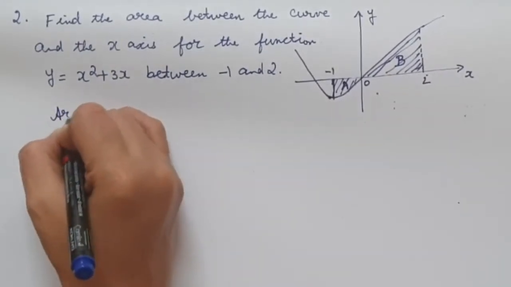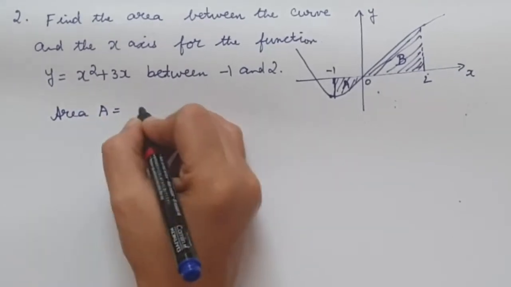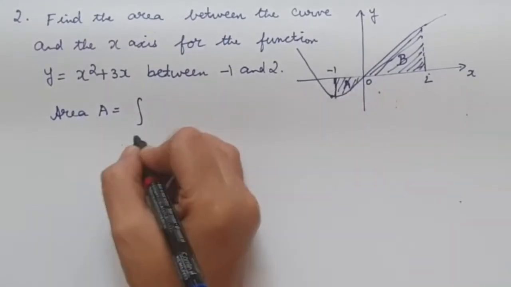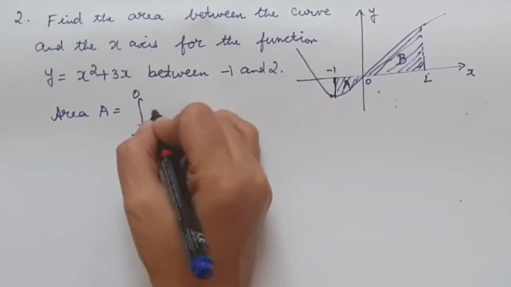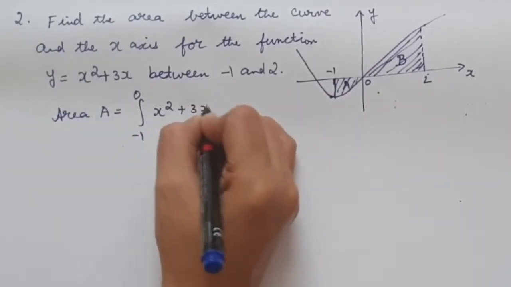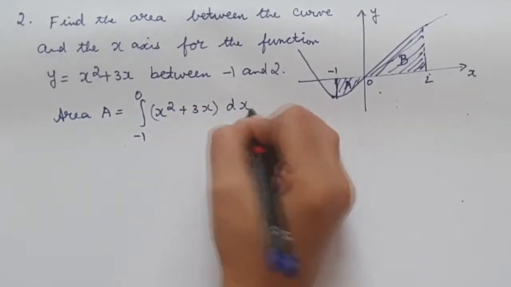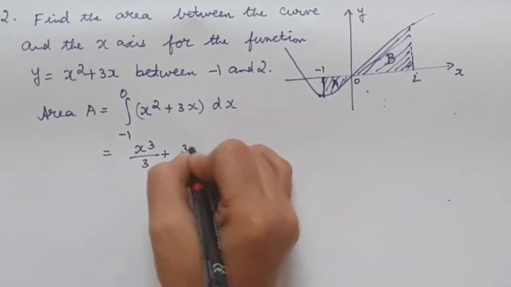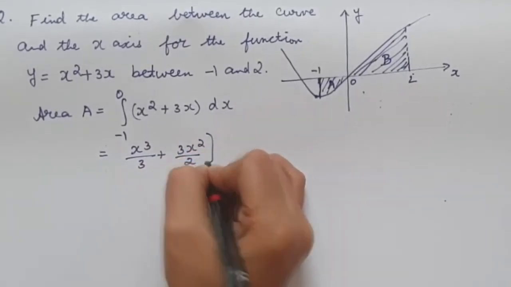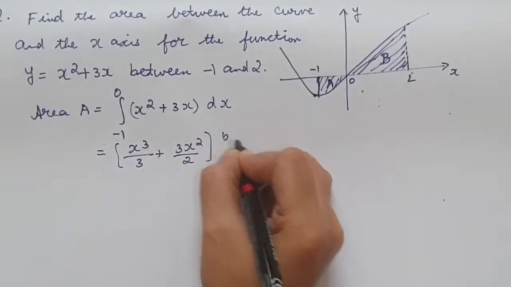So now area A will be equal to the integral. The lower value is -1 and the higher value is 0. So -1 to 0, x squared plus 3x dx. So it will be equal to x cubed over 3 plus 3x squared over 2. The limits are from -1 to 0.